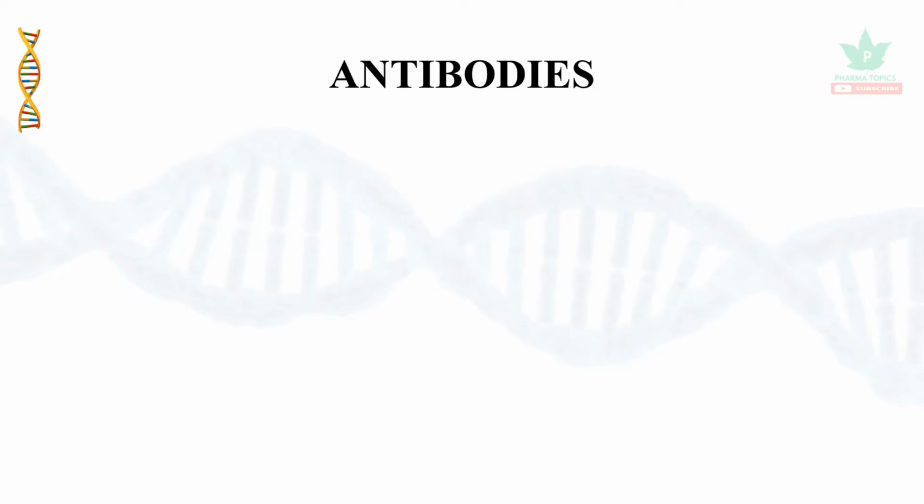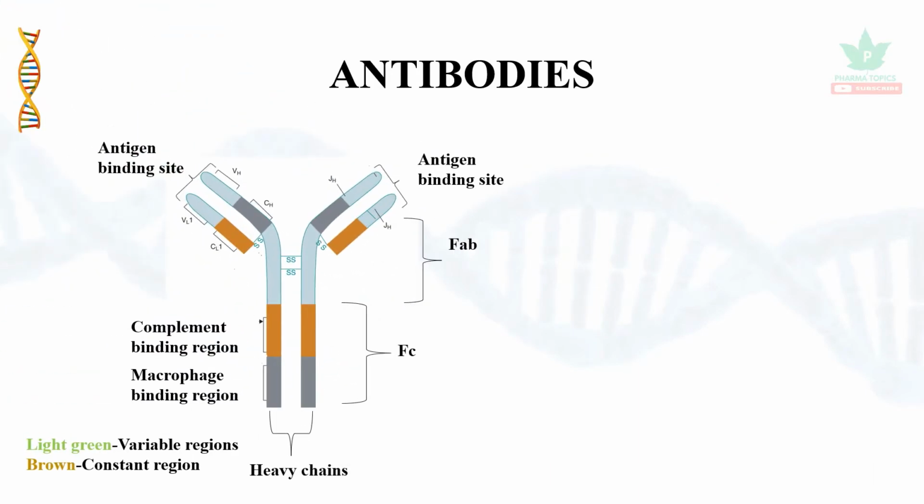Let us see what an antibody is. Antibodies have two chains and they have different binding sites for the antigens. There will be a complement binding region and a macrophage binding region. Some regions are variable and some regions are constant.